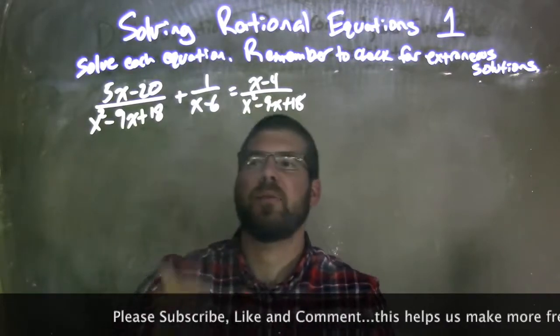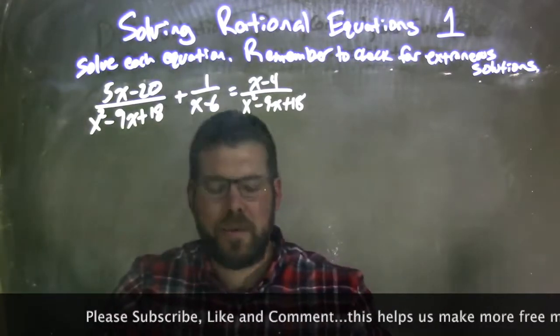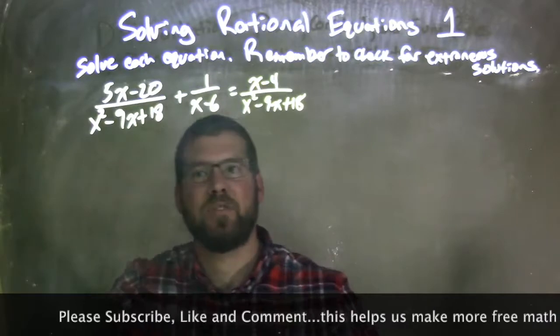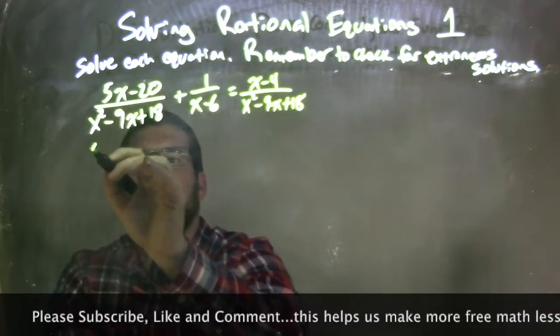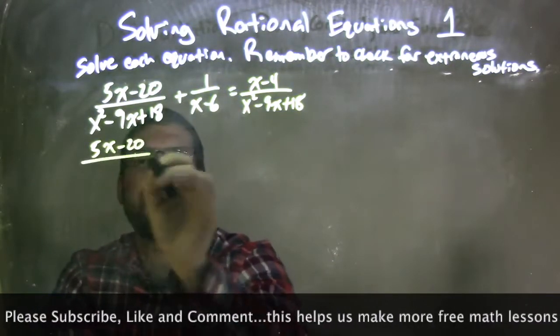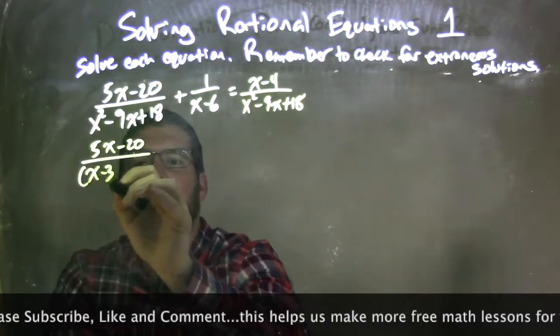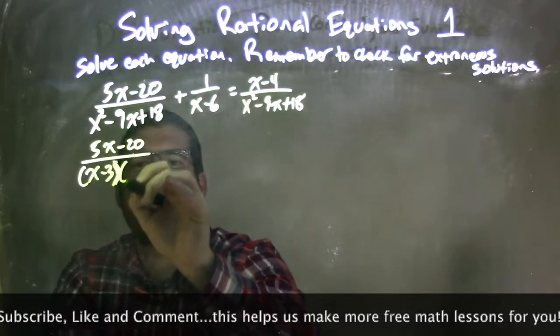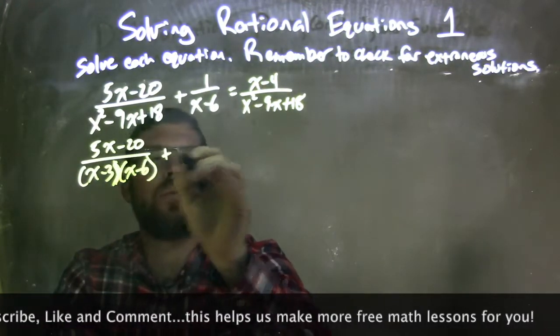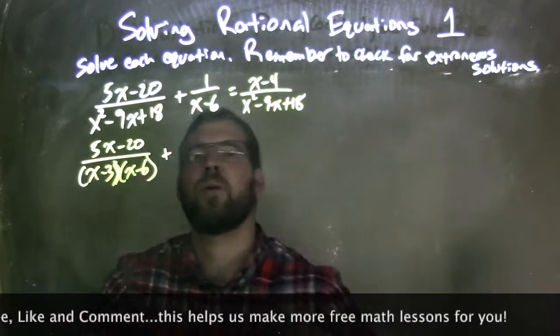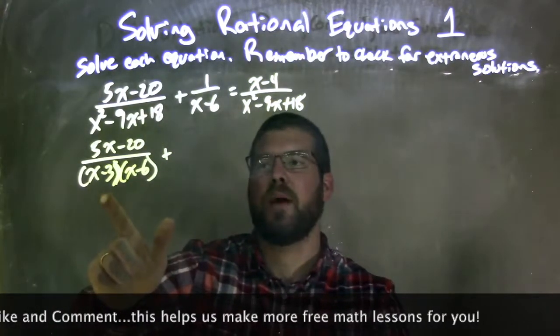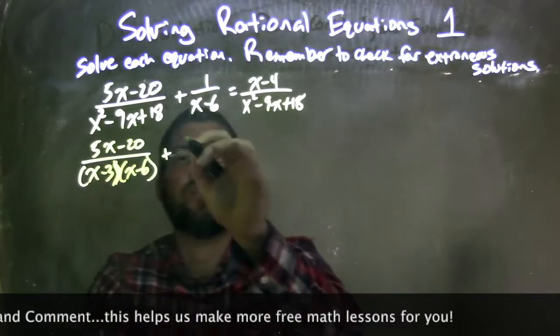Okay, what's the numbers that add to be negative 9, but multiply to be 18, and that's negative 3 and negative 6. So I'm going to rewrite this to be 5x minus 20 in the numerator, and then x minus 3 here, and x minus 6 plus. Now I can rewrite this. I'm going to make it the same. I want it to have the same base. So I'm going to multiply this by x minus 3 over x minus 3.